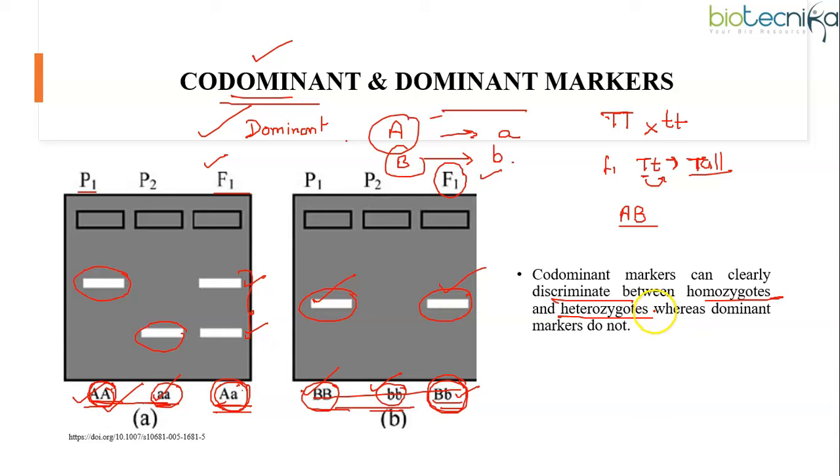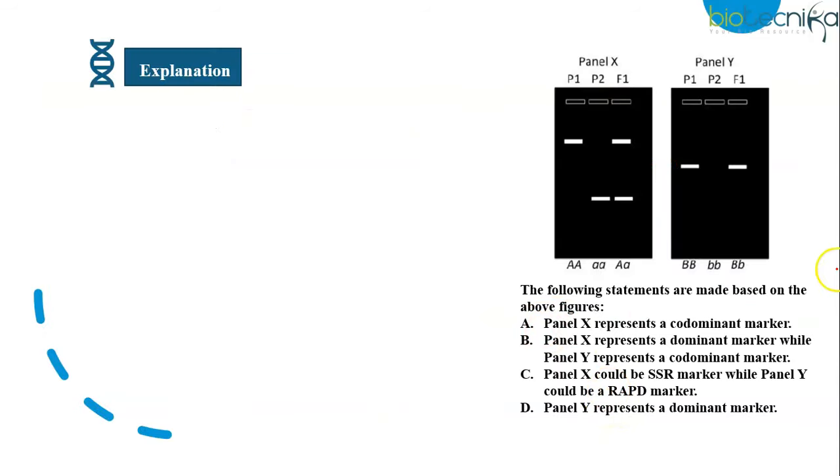Examples of codominant markers are single nucleotide polymorphism or microsatellites, whereas examples of dominant markers include RFLPs, that is restriction fragment length polymorphisms. So here in this question, we are given two panels, panel X and panel Y. And please note this question was asked in the 2023 December evening shift, CSIR NET Life Science exam.